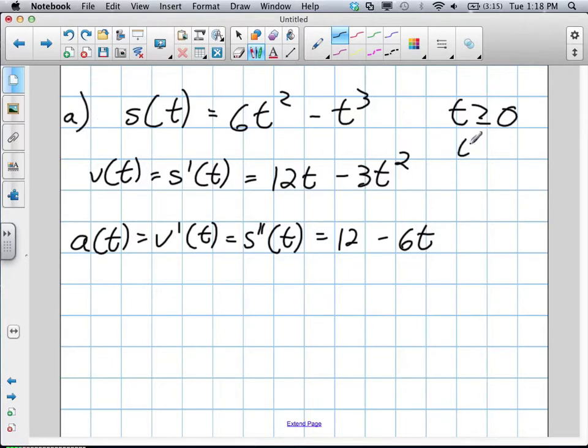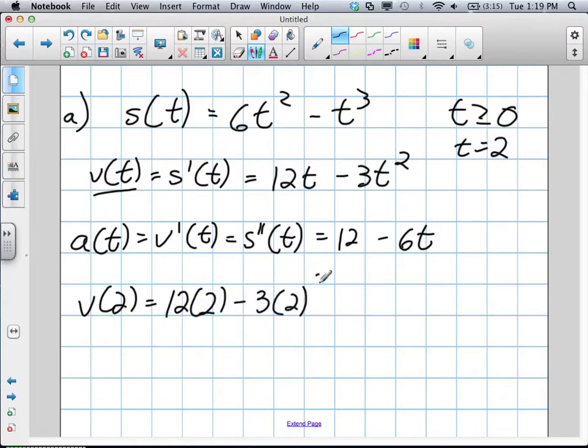They also asked us to solve it when t was equal to 2. So we're going to take our velocity, and we're going to solve when t is 2. What is our velocity? Well, 12 times 2 minus 3 times 2 squared. That's going to give us 24 subtract 12, so we're looking at 12. And remember, we're in meters a second.